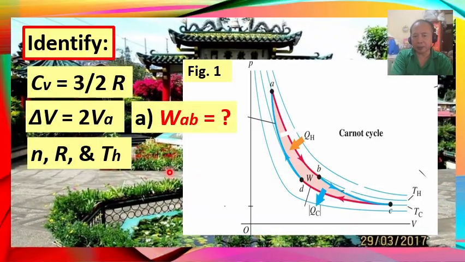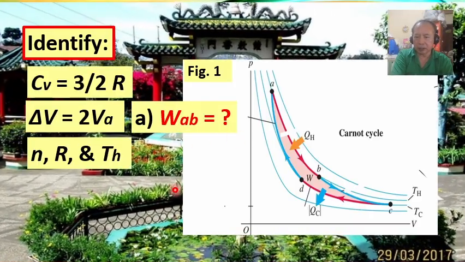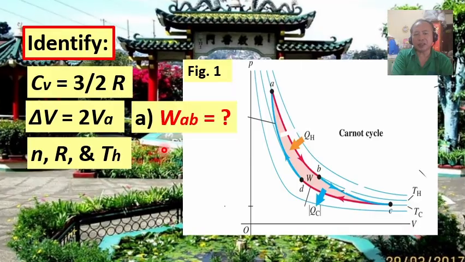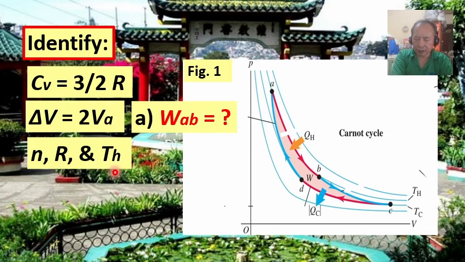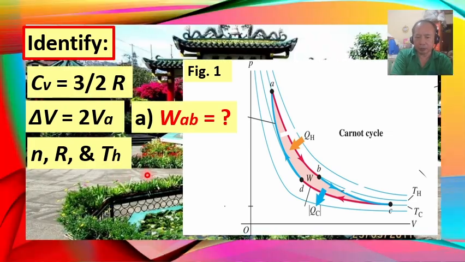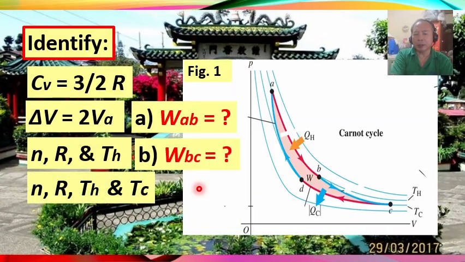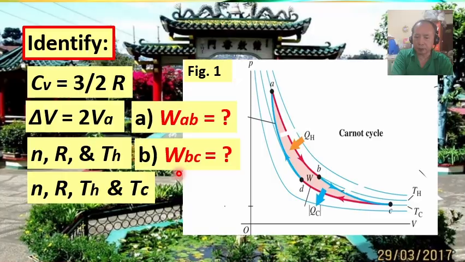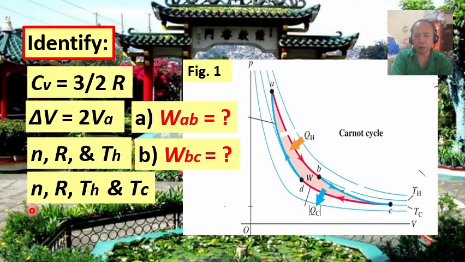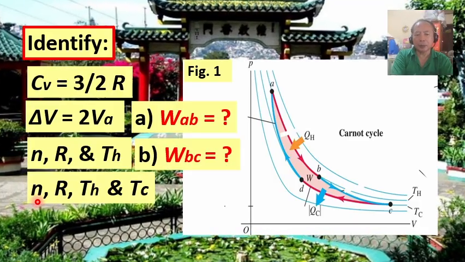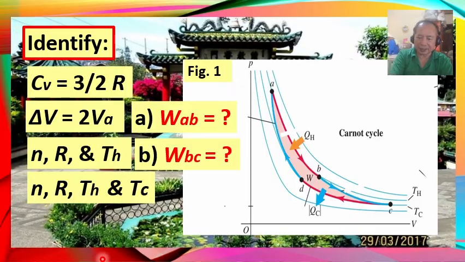And our target variable in part A is the work done, W sub AB. And we are required to express our answer in terms of the variables small n, big R, and the temperature capital T sub H. While in part B, our target variable is the work done, W sub BC. And also, the answer has to be expressed in terms of small n, big R, temperature TH, and TC.